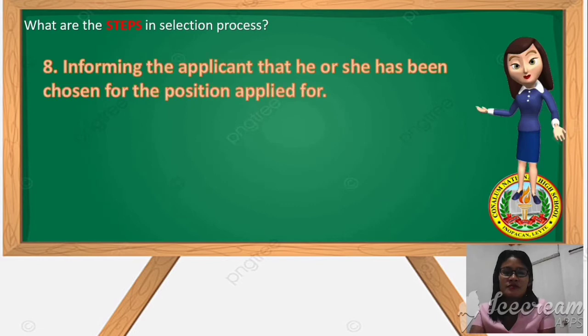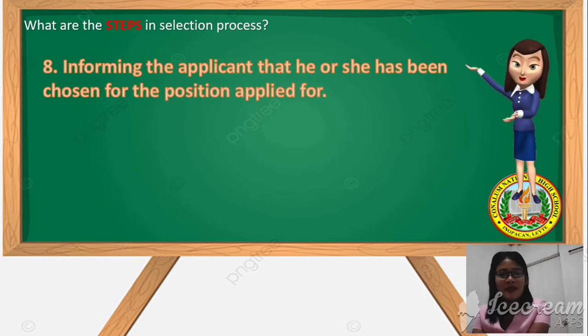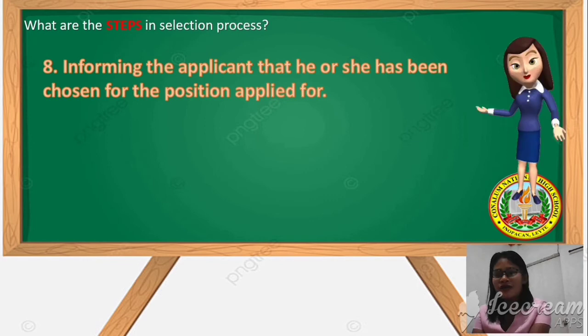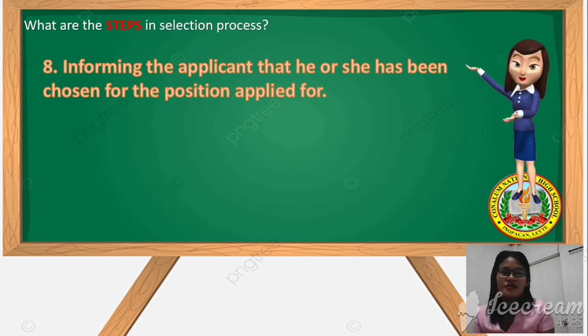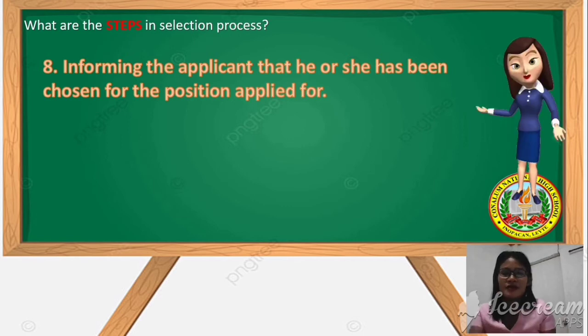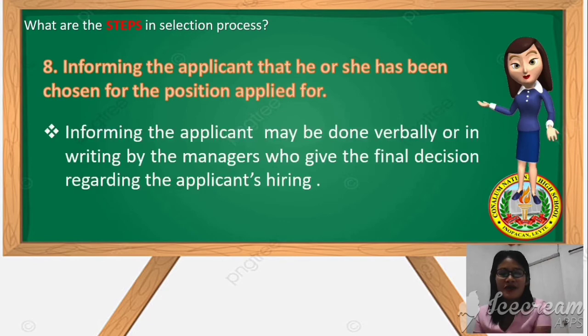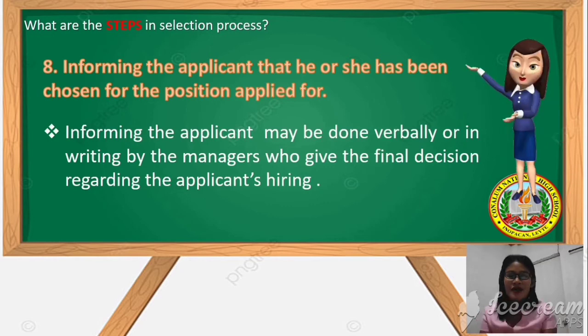Number 8. So this is informing the applicant that he or she has been chosen for the position applied for. Wow, so this is one of the best announcements in which you are really part of the company. Informing the applicant may be done verbally or in writing by the managers who give the final decision regarding the applicant's hiring. So once you get hired, it's good for you.